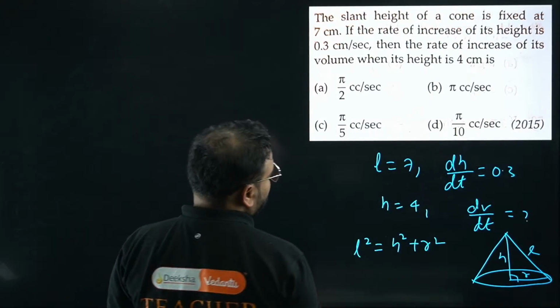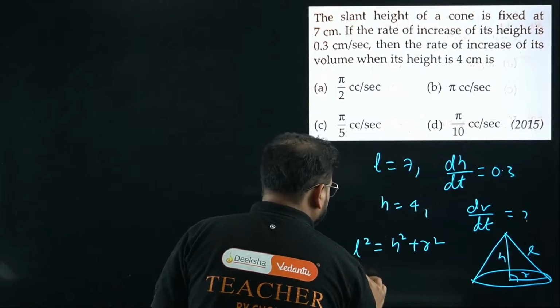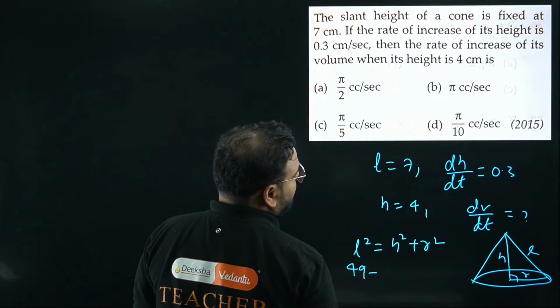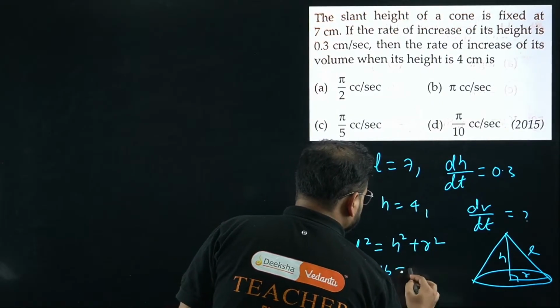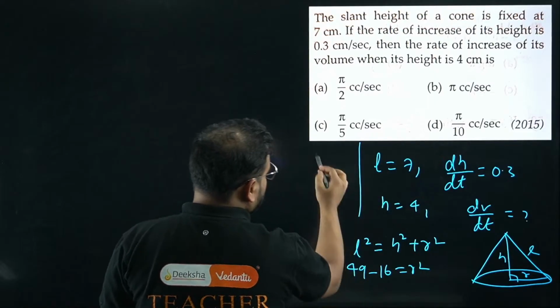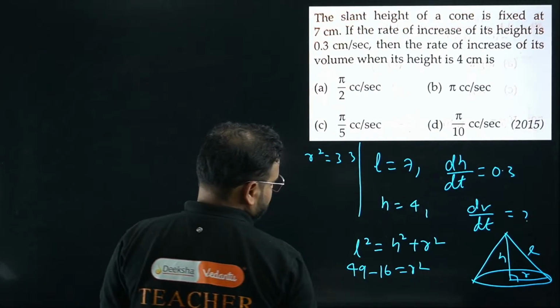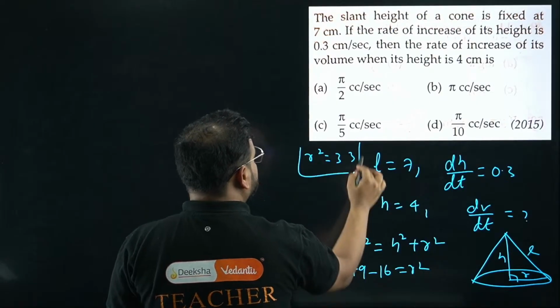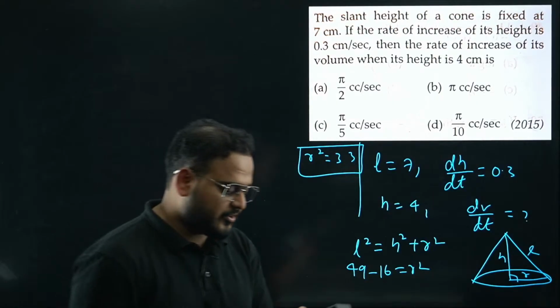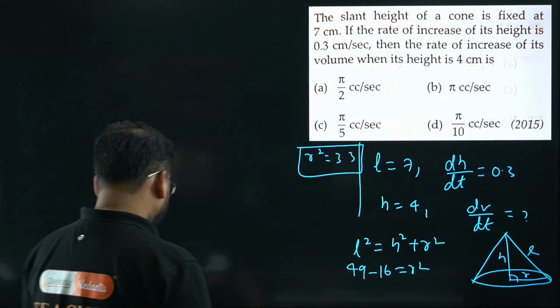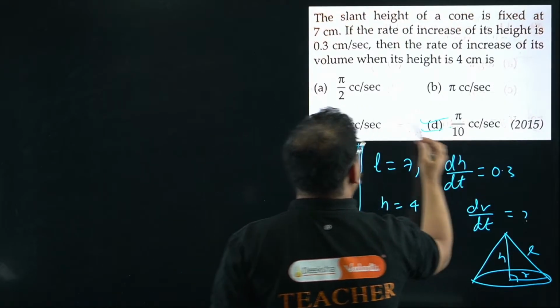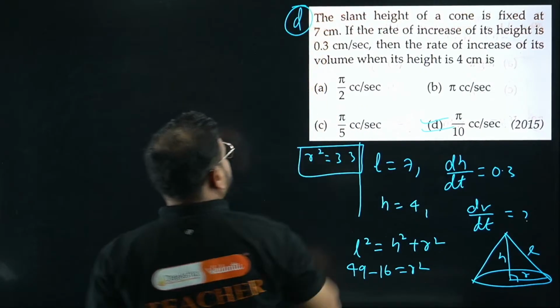So I can get the value of r square as, please check, 49 minus 16 equals r square. So I'm getting the value of r square as 33. Please check. This is clear. R square is 33. Great. D is correct. So Gupta, D is the correct answer. Let me solve it.